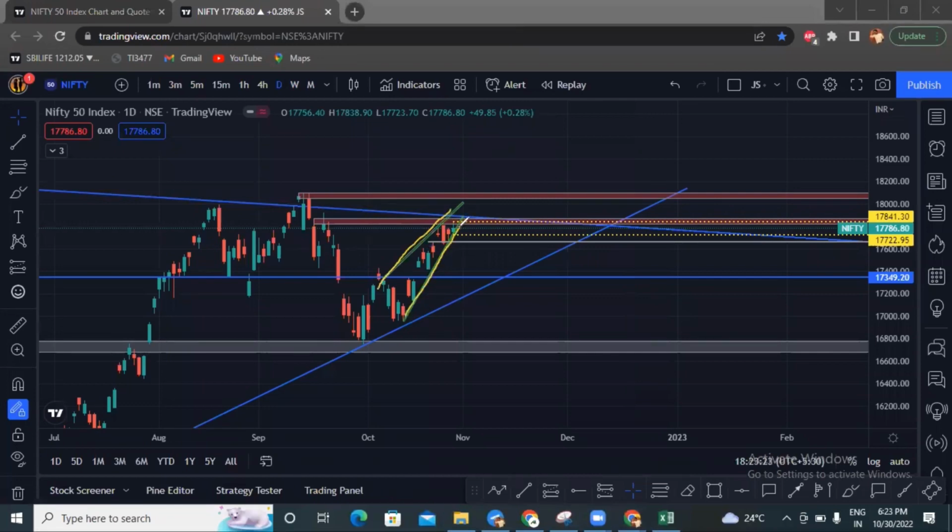If you get any breakdown of this channel and a breakdown of this support area, which is almost the 17,650 level, and any daily candle closes below this level, then we can plan a swing trade for a bearish trend.